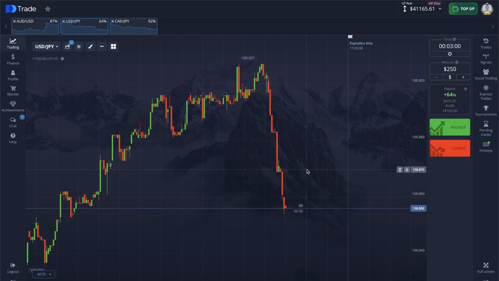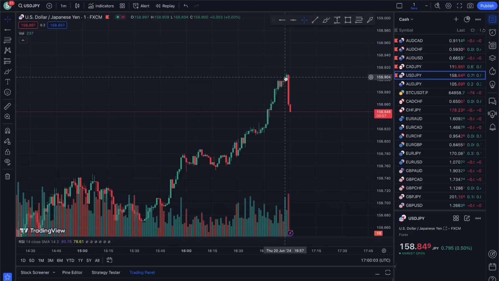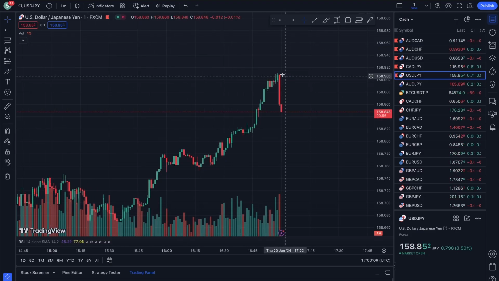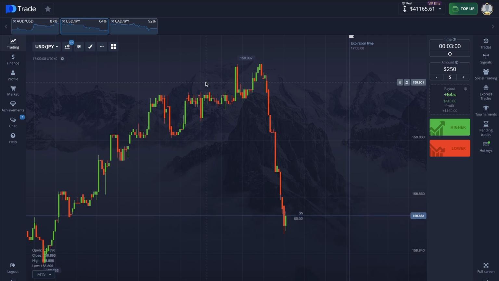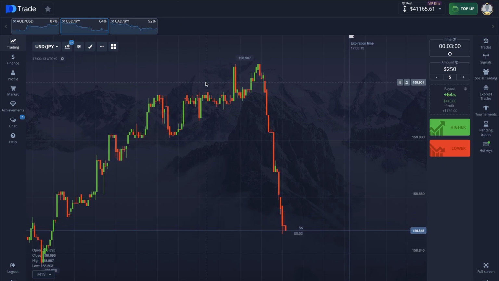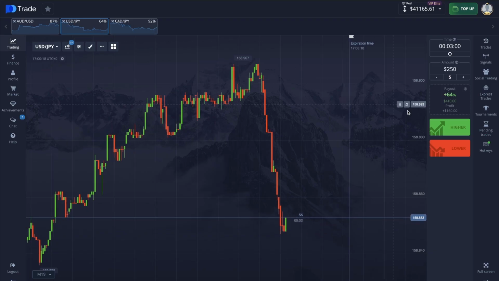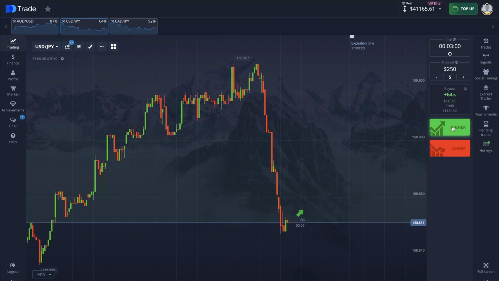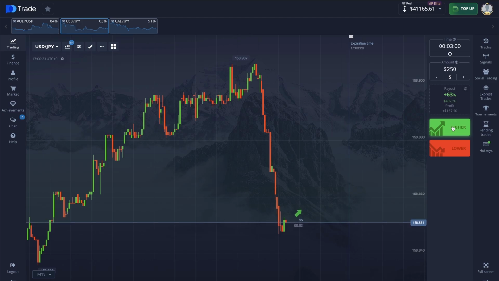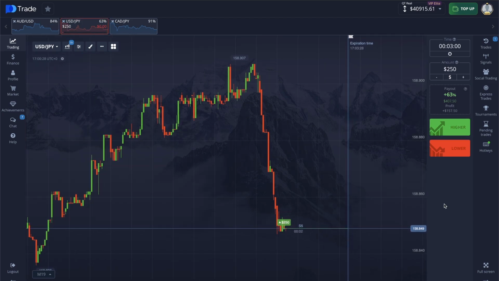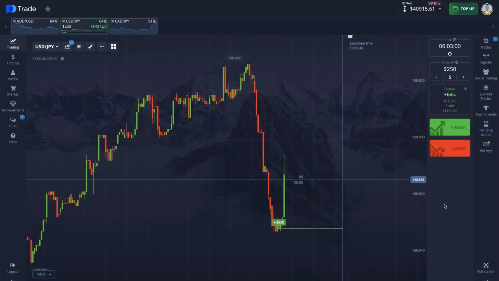At the moment, we have taken a reversal position on the US dollar to Japanese yen. The price has dropped, and as we can see, its movement has slowed down. Over time, the price will reverse and go up. It is very important to wait for this moment. The only nuance is the payout percentage, which is already 63%. So, we open a position and wait for the market to turn around.